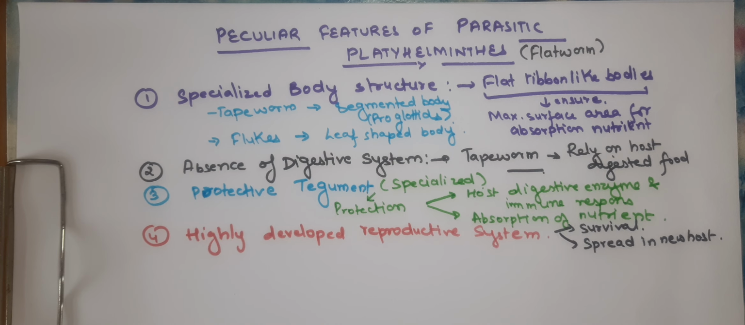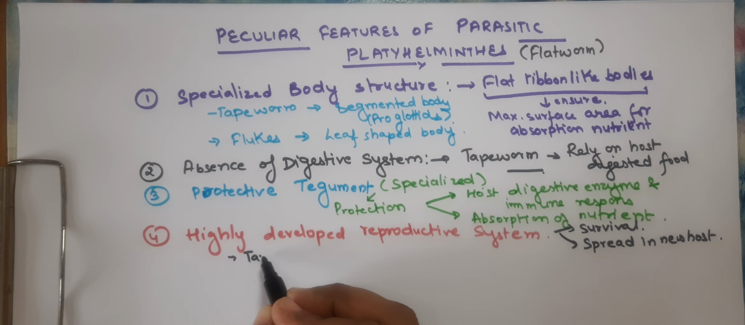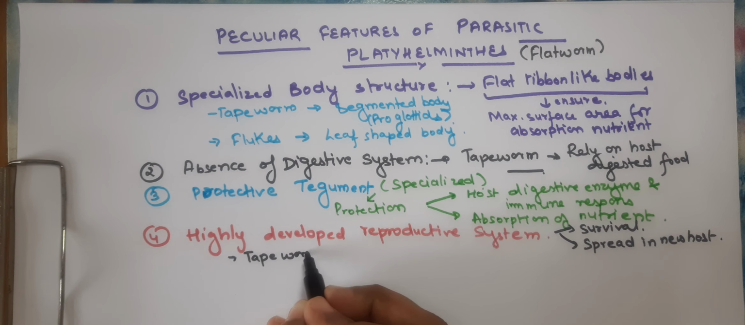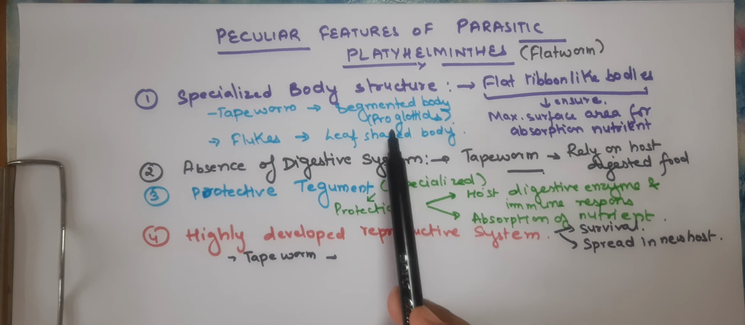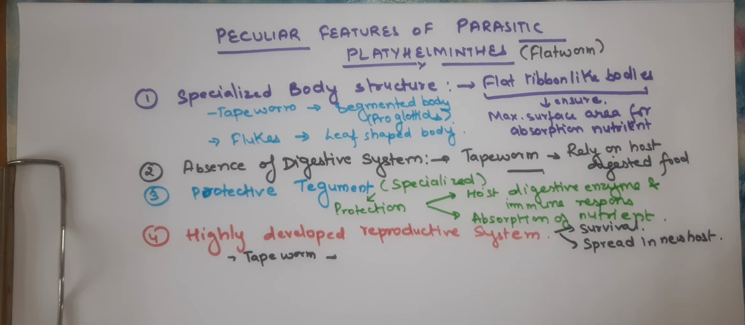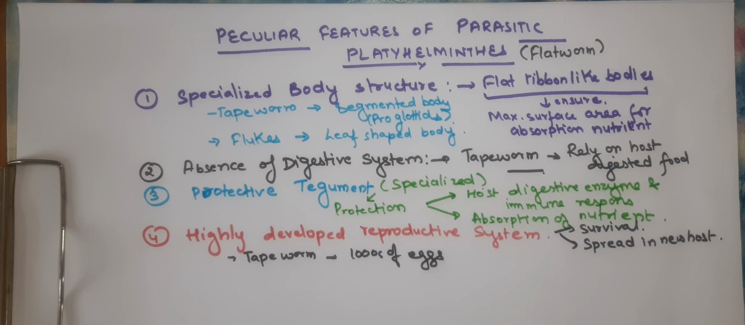So they will produce a large number of eggs, many of which have protective shells also, and that is the adaptation for their dispersal. If we talk about examples, in the tapeworm, the segmented body is known as the proglottid. The proglottid contains thousands of eggs, which are released in the host feces to infect new individuals also.